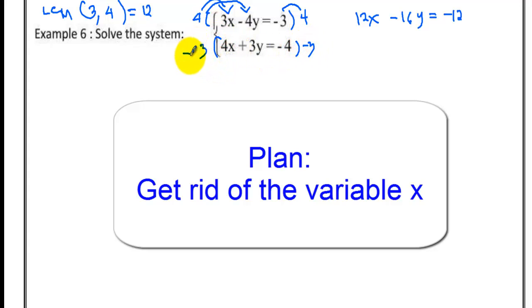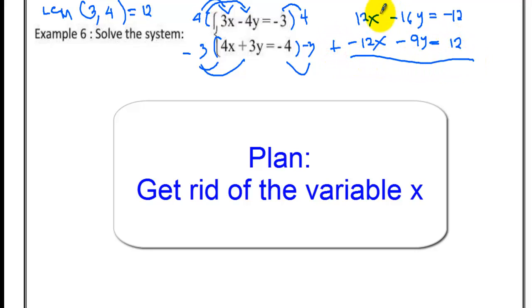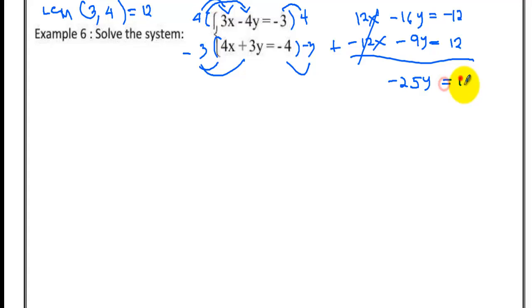So negative 3 times 4x is negative 12x. Negative 3 times 3y is negative 9y. And then negative 3 times negative 4 is equal to positive 12. So let's add the two equations. These two will cancel out. We'll have negative 25y equals 0. Divide both sides by negative 25. So y is equal to 0.